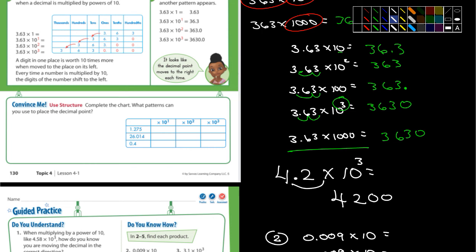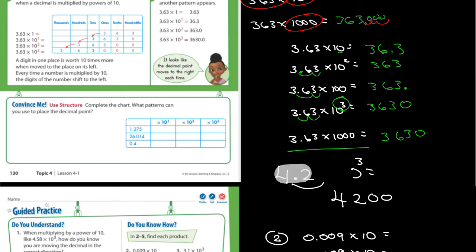Make sense now? Okay. So if there's not enough places to move it, then just start adding zeros. All right? Make sense? Okay, so hopefully you guys get that.